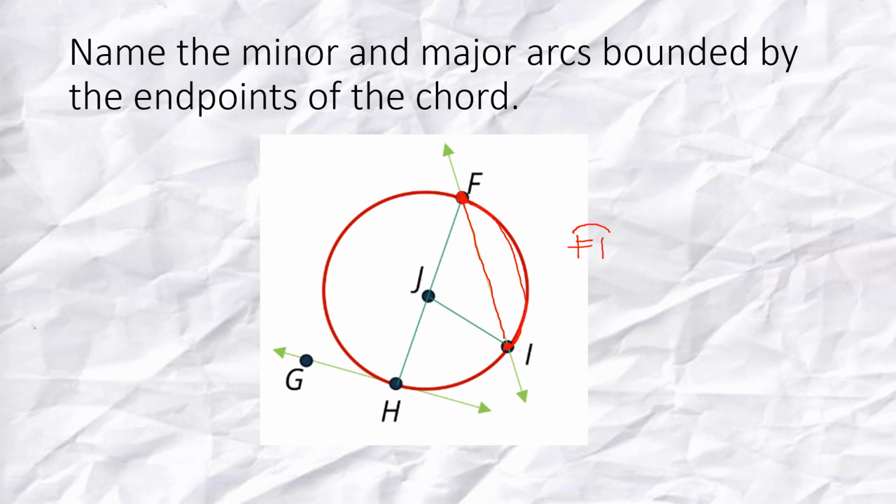To name the major arc, look for the arc with a measure greater than 180 degrees and is bounded by FI. In this case, we will use H. Thus, the major arc is FHI. So the major arc is FHI.